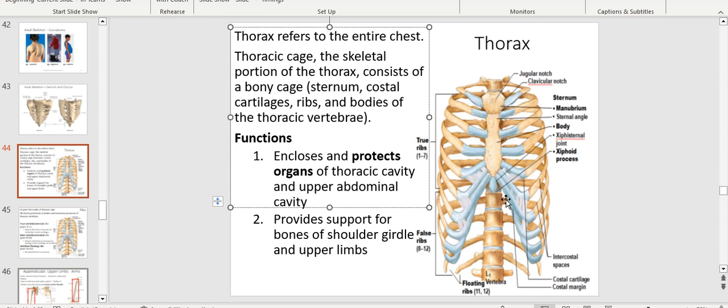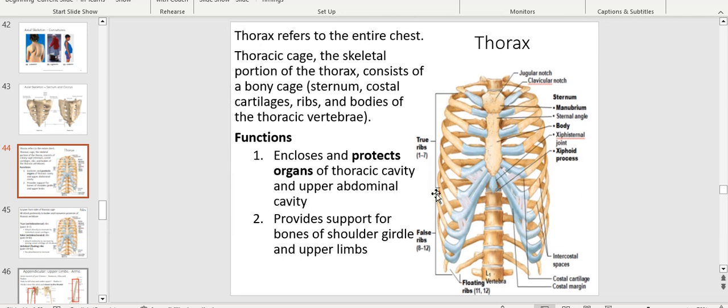Okay, xiphoid process. Take note there of the 7 true ribs, because they attach, okay, directly to the sternum. And then you'll see ribs 8, 9, 10, 11, and 12. Okay, these ones here are the false ribs, because they attach to each other, not directly to the sternum itself. And then we actually have floating ribs as well. All right.